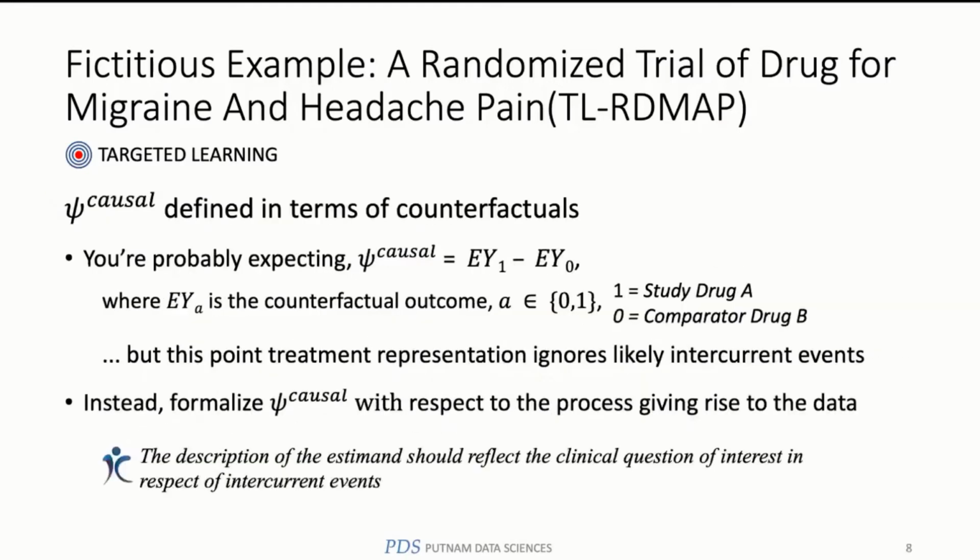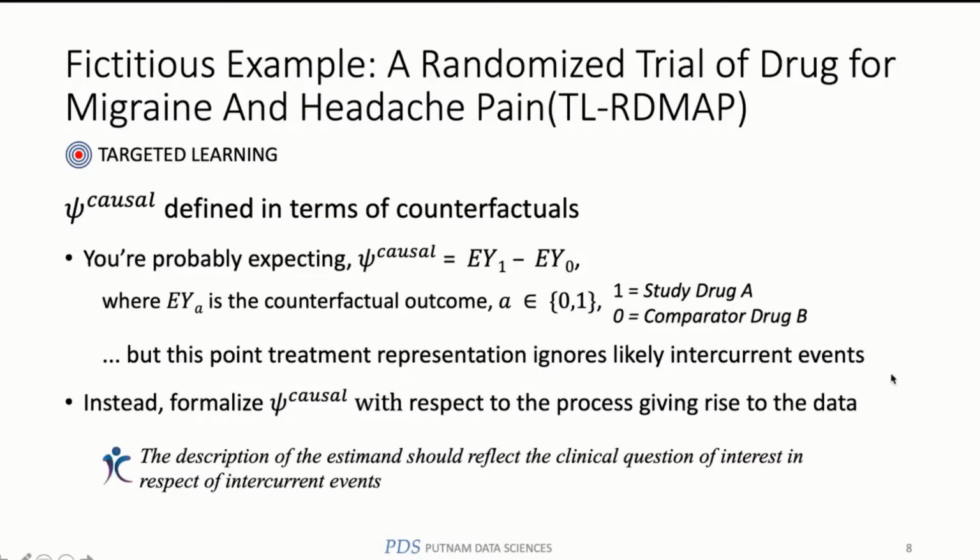All right, so in your mind, you're probably thinking that we would just write it something like this: our counterfactual causal contrast of interest is the expected value of the outcome if everybody were treated using the study drug, minus the expected value of the outcome if everybody were instead given the comparator drug. So that's what that means.